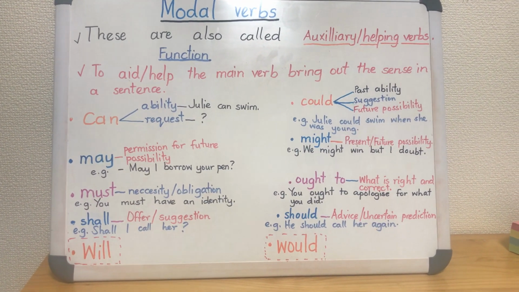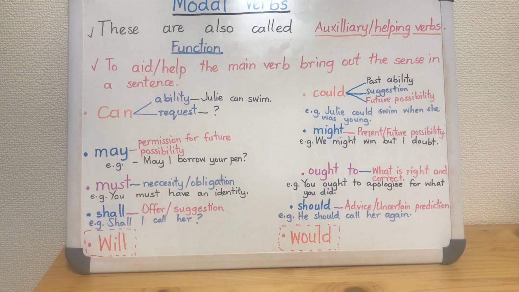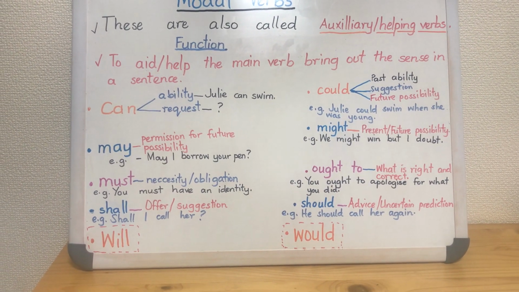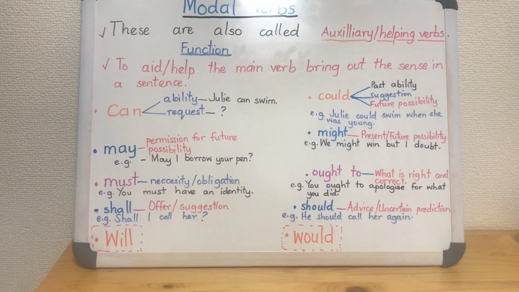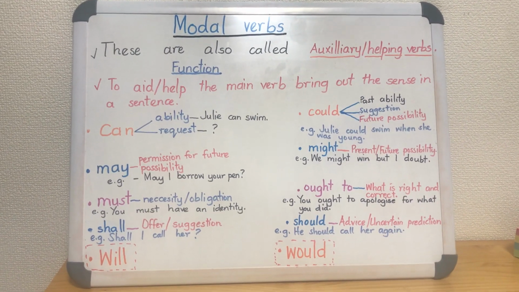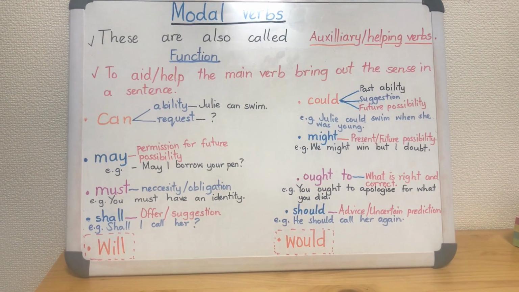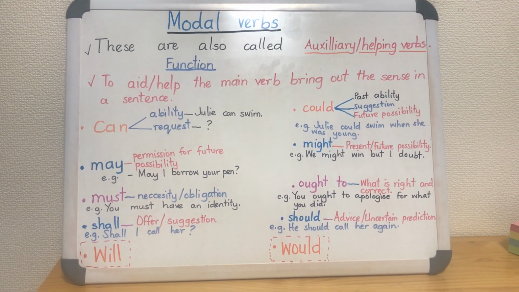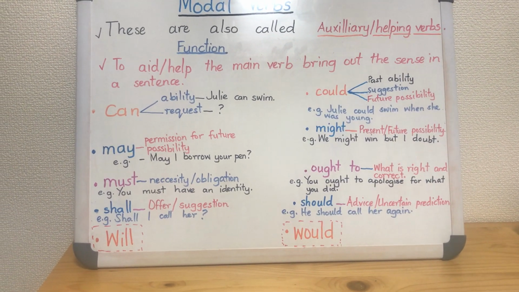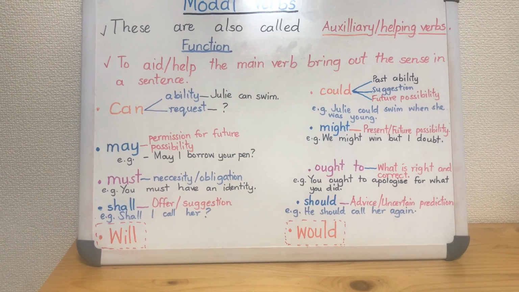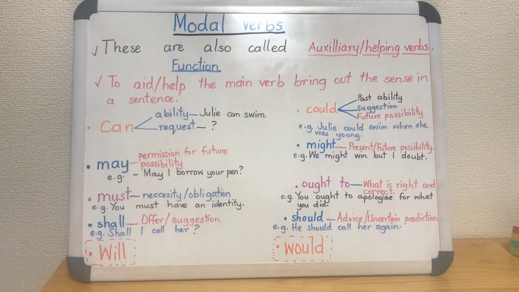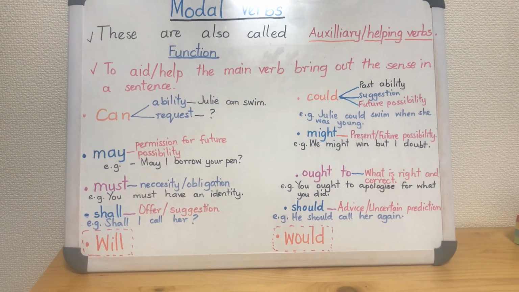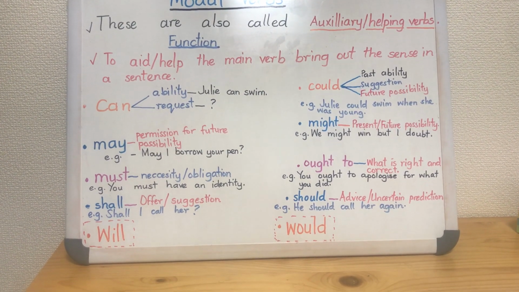With ought to, I said what is right and correct. I just missed underlining the words right and correct. You're supposed to do what is right and correct. So when we use ought to, we are actually emphasizing the importance of those two, right and correct. You ought to apologize for what you did. Can you think of other examples which meet the requirement of ought to? Your own examples. I've given you mine.